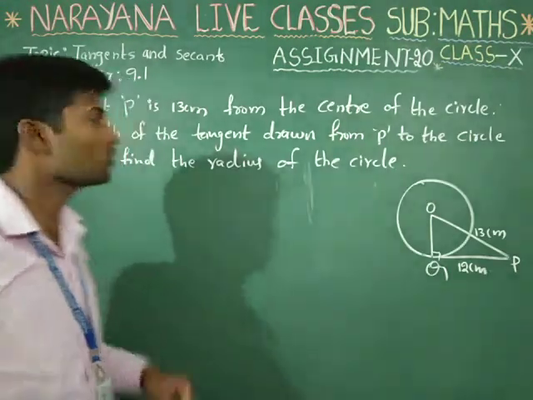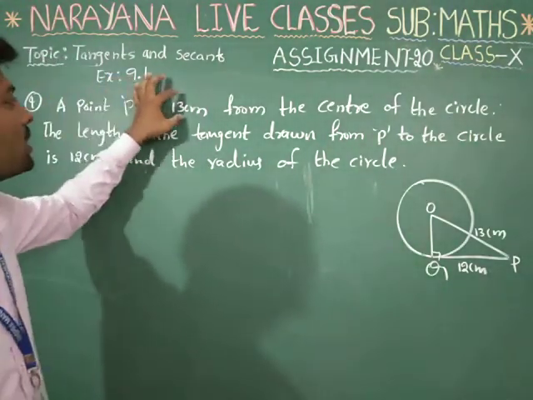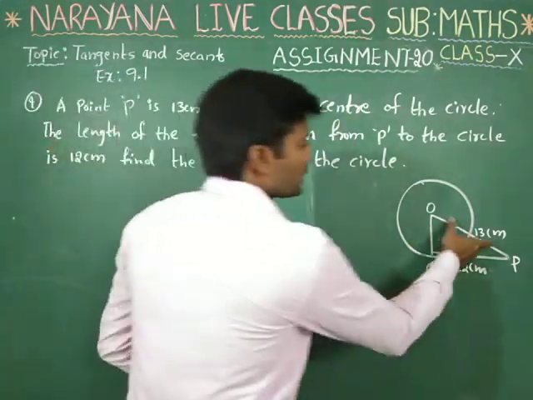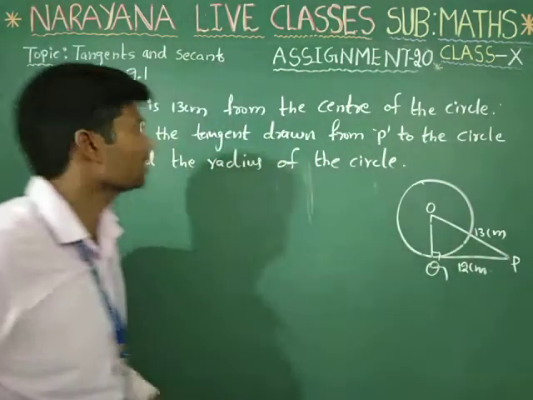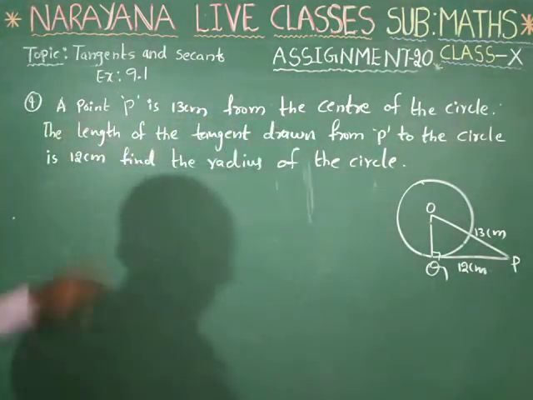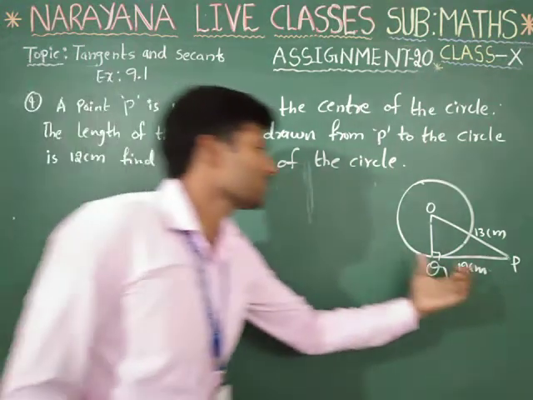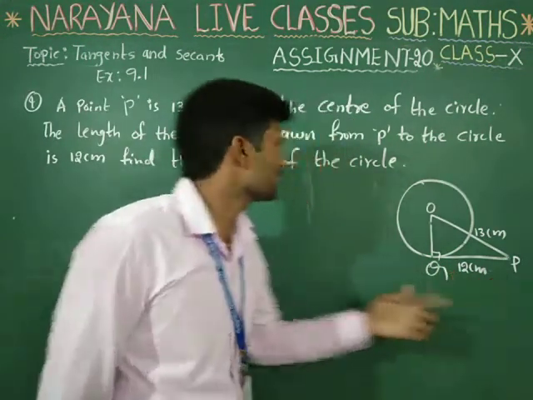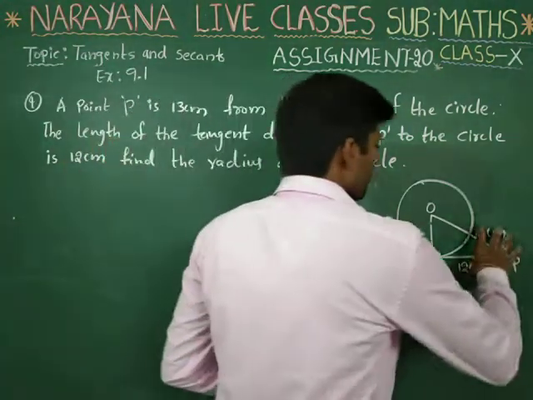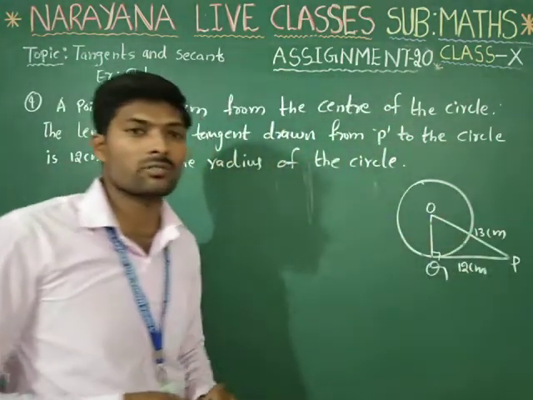So let us move on to the fourth question. A point P is 13 centimeter from the center of the circle. The length of a tangent drawn from P to the circle is 12 centimeter. Find the radius of the given circle. We are given these two dimensions, and we have to find the radius of the given circle.